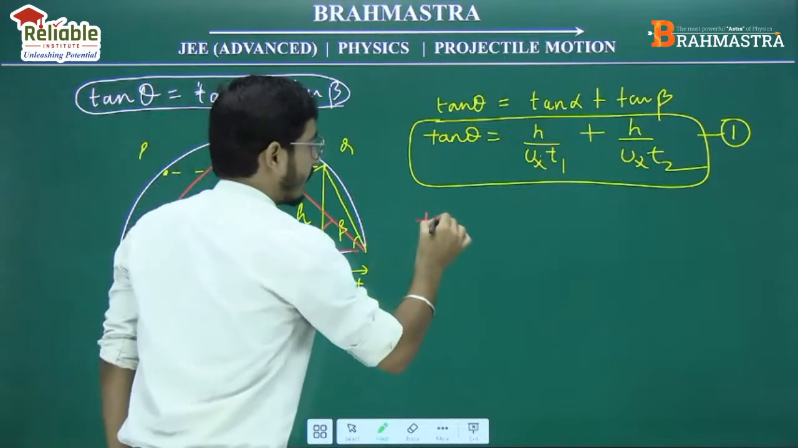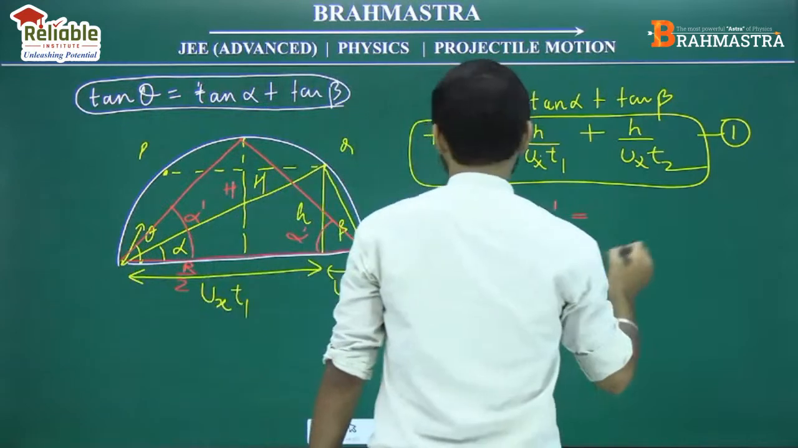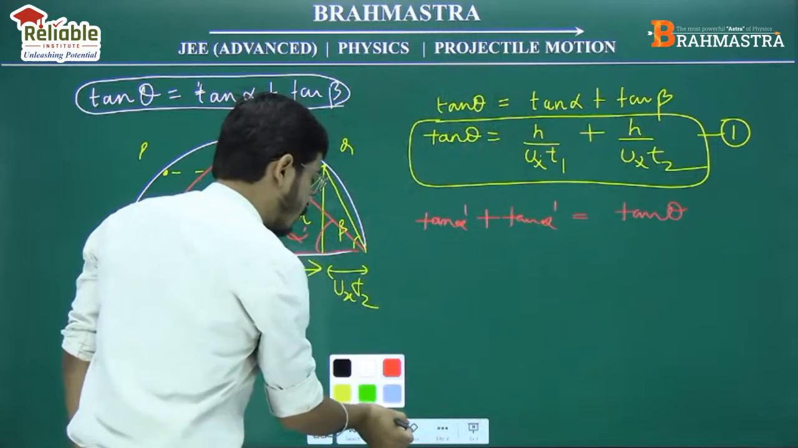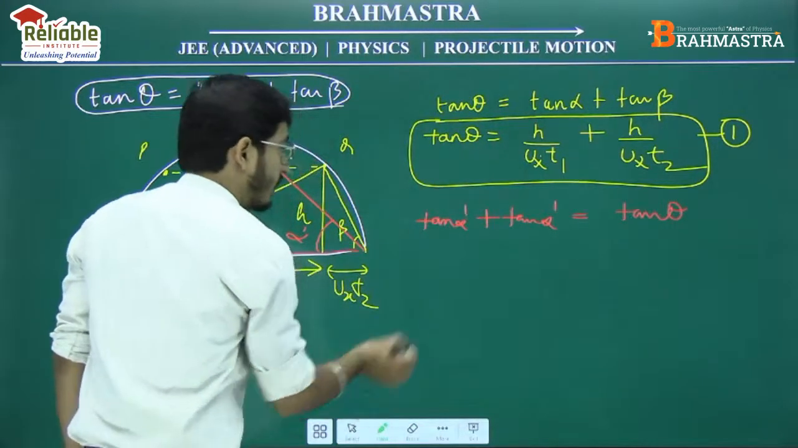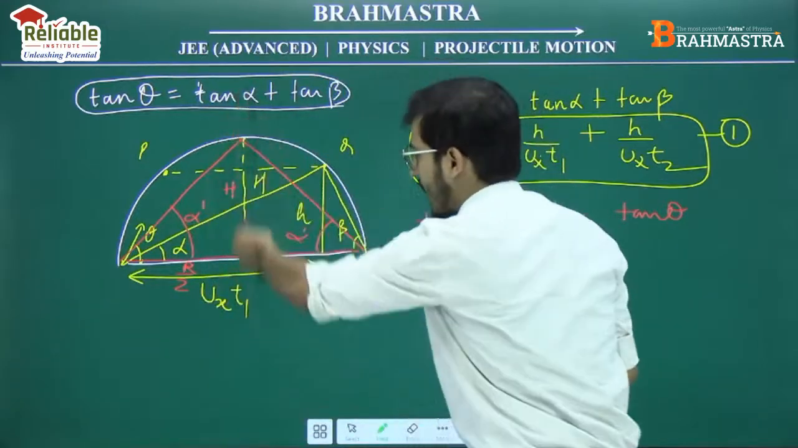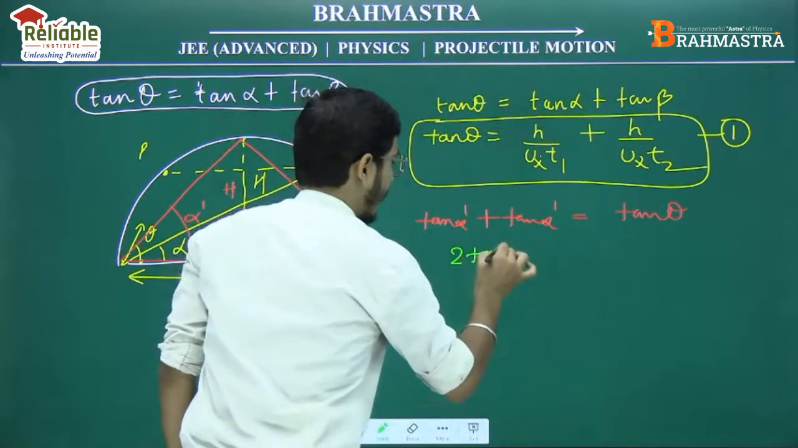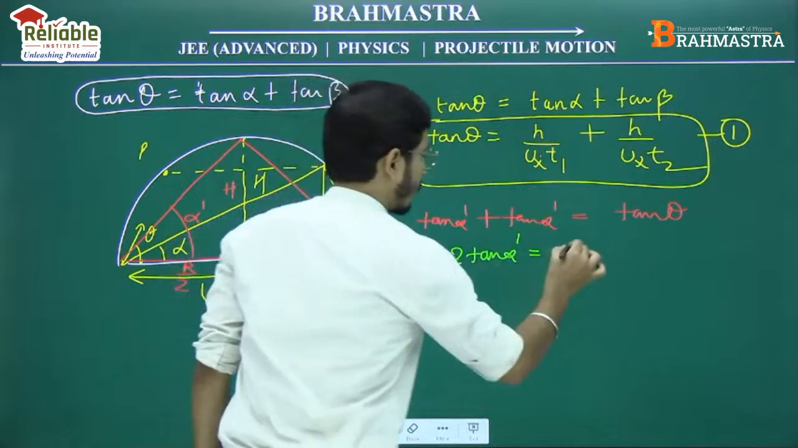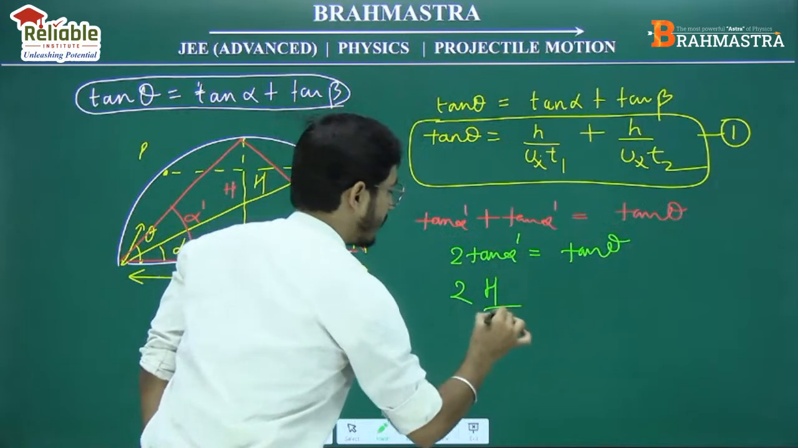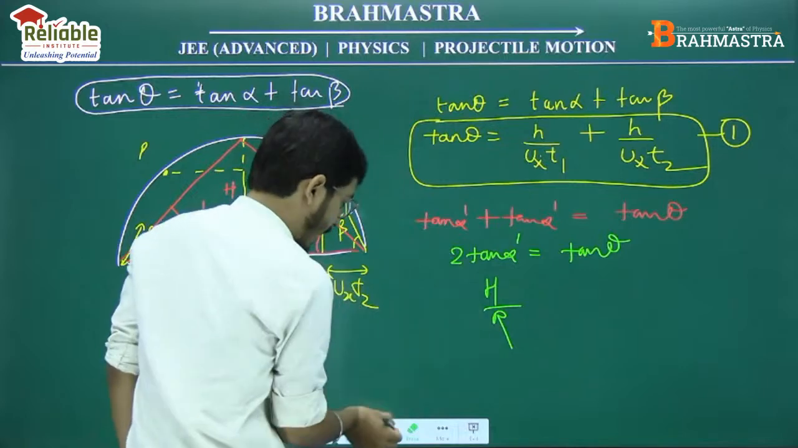So we can say that tan alpha dash plus tan alpha dash is going to equal tan theta, the angle of projection. And what is going to be the value of tan alpha dash? Tan alpha dash is maximum height H over R by 2. So it's basically 2 tan alpha dash is equal to tan theta, and the value of tan alpha dash is maximum height divided by R by 2, and that makes, we can directly write 4 over here.